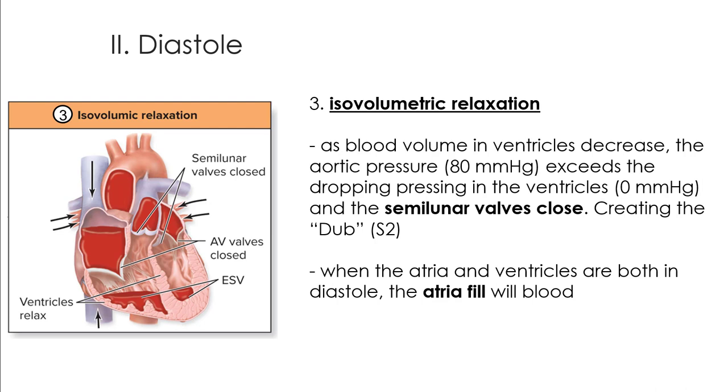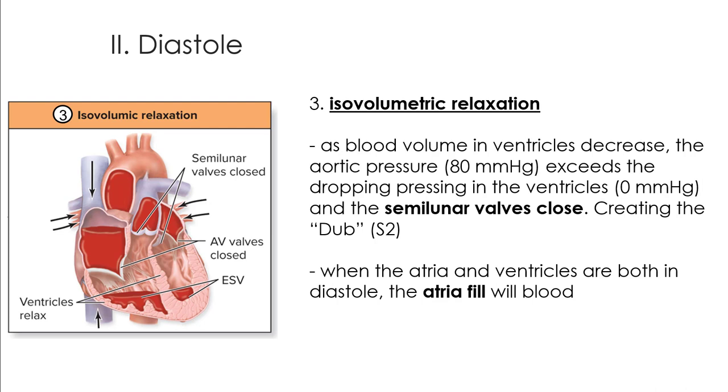Now, the pressure's continuing to drop. We still have pressure. We haven't reached zero yet. And during this isovolumetric relaxation period, the atria begin to fill with blood, the blood returning from the body and from the lungs. But the blood in the atria still is not under a high enough pressure compared to what we have in the ventricles. So initially, it just stays in the atria while we're going through this isovolumetric relaxation.